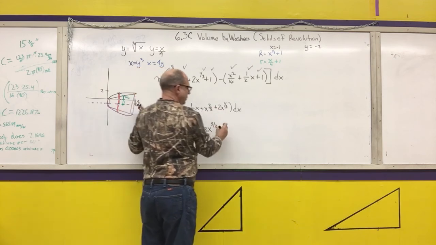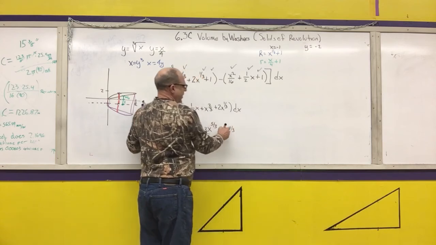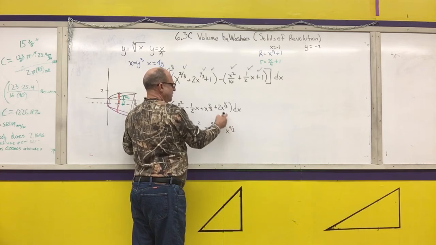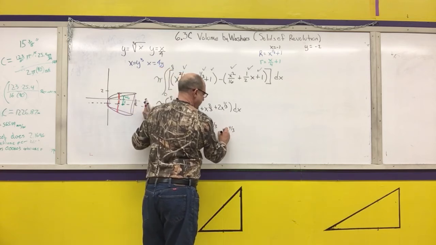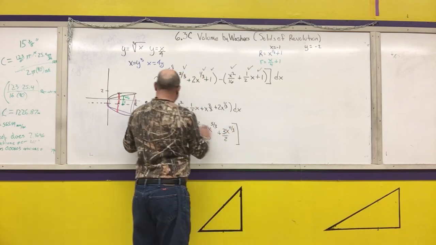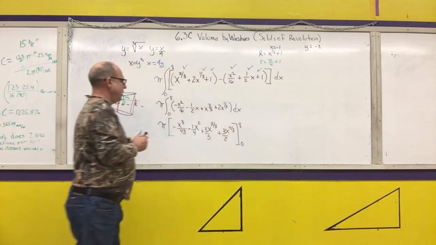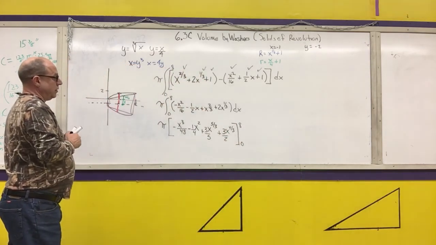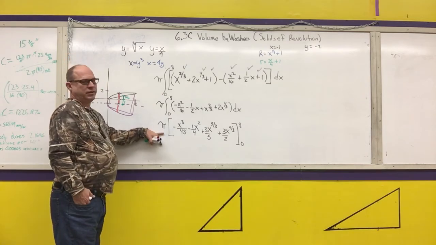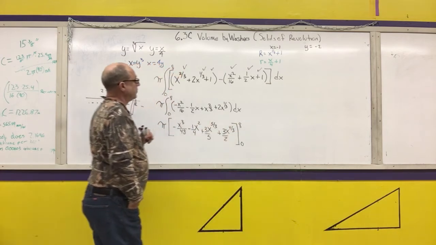Add 1 to the exponent, which would be 4/3. Dividing by 4/3 is the same thing as multiplying by 3/4, which would give me 6 over 4 or 3 over 2 with a plus sign. And that would be evaluated between 0 and 8. So that is it anti-differentiated. Now all we would have to do is evaluate it.